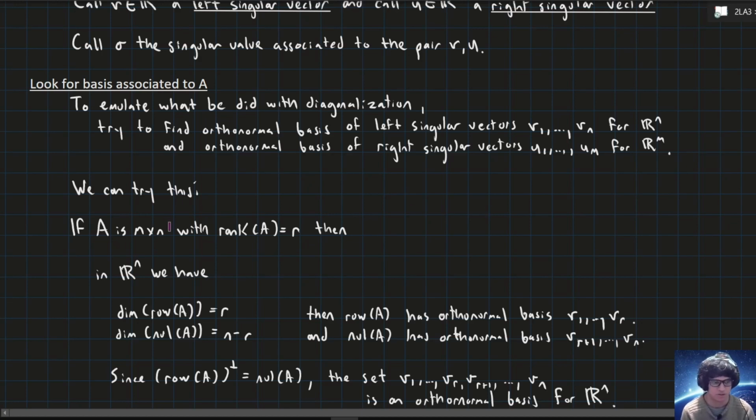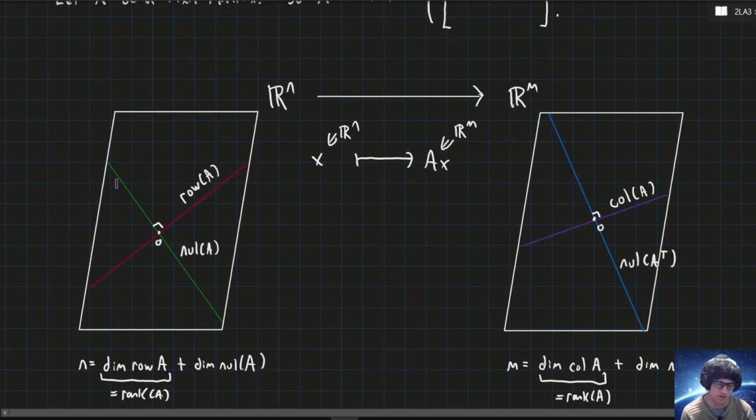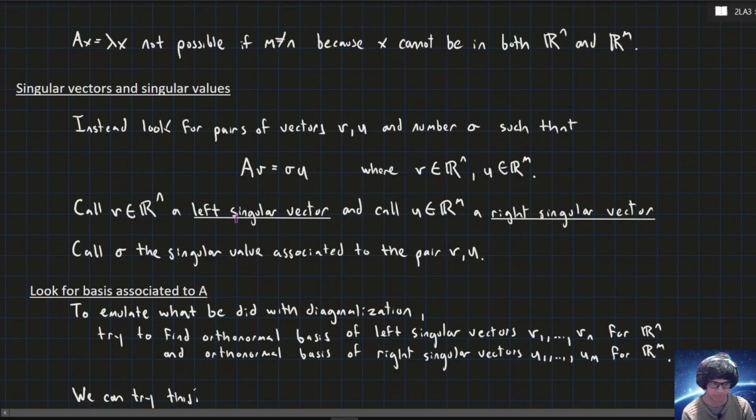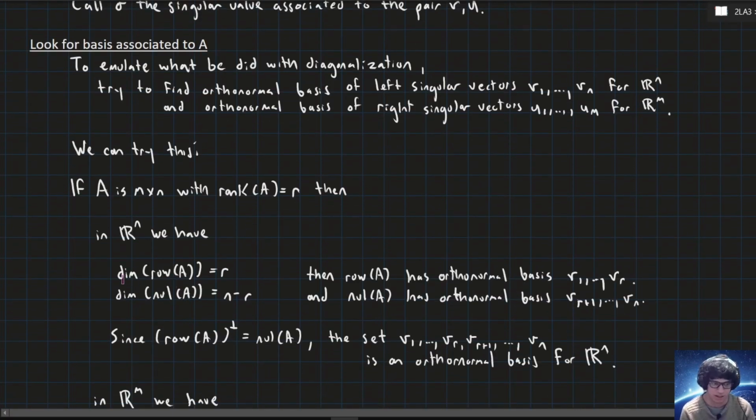Remember, if A is m by n, and we have rank r, then we have the following in Rn. Let me quickly show the picture. This is Rn, and the two subspaces we have inside Rn are the row space of A and the null space of A, both subspaces associated to A. The dimension of the row space of A is r, the rank of A. The dimension of the null space of A is n minus r, by the rank-nullity theorem.